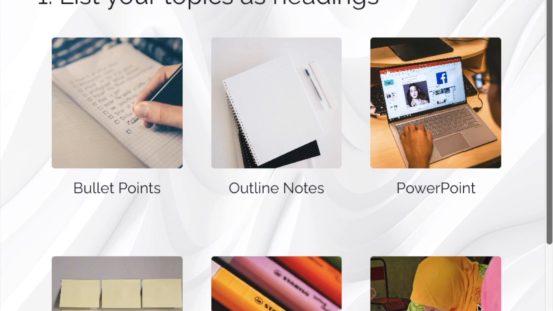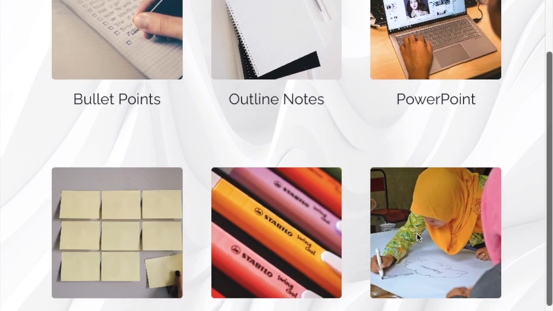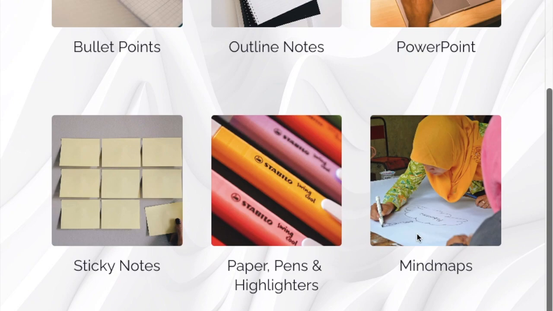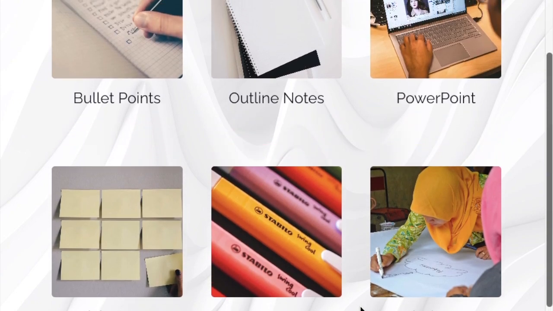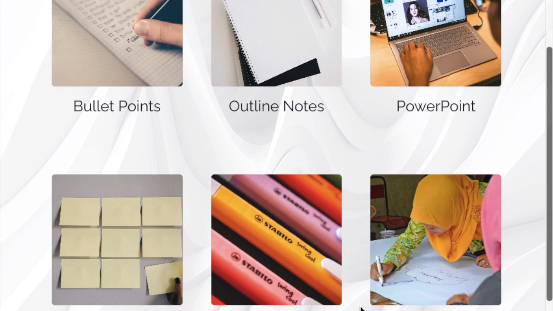So that pre-reading, going through your notes that you took in class, then start to either make bullet points, make outline notes, use PowerPoint and use a point per slide if you wanted to, use sticky notes, use paper, pens, highlighters, use mind maps, whatever will work for just taking note of the core concepts that you want to cover in your assignment.